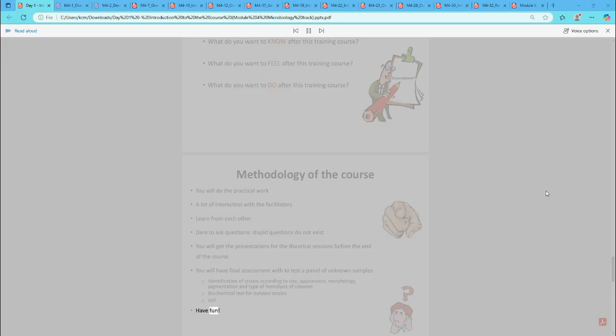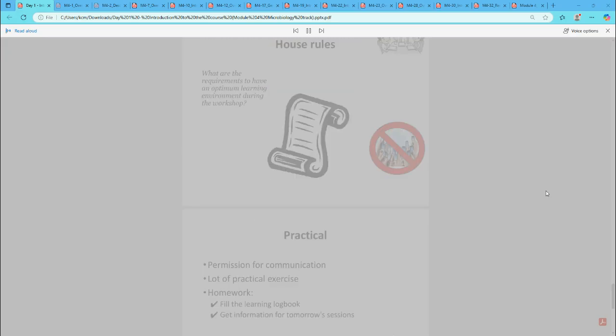Have fun! House rules. What are the requirements to have an optimum learning environment during the workshop? Permission for communication. Lot of practical exercise. Homework: Fill the learning logbook. Get information for tomorrow's sessions. Questions.